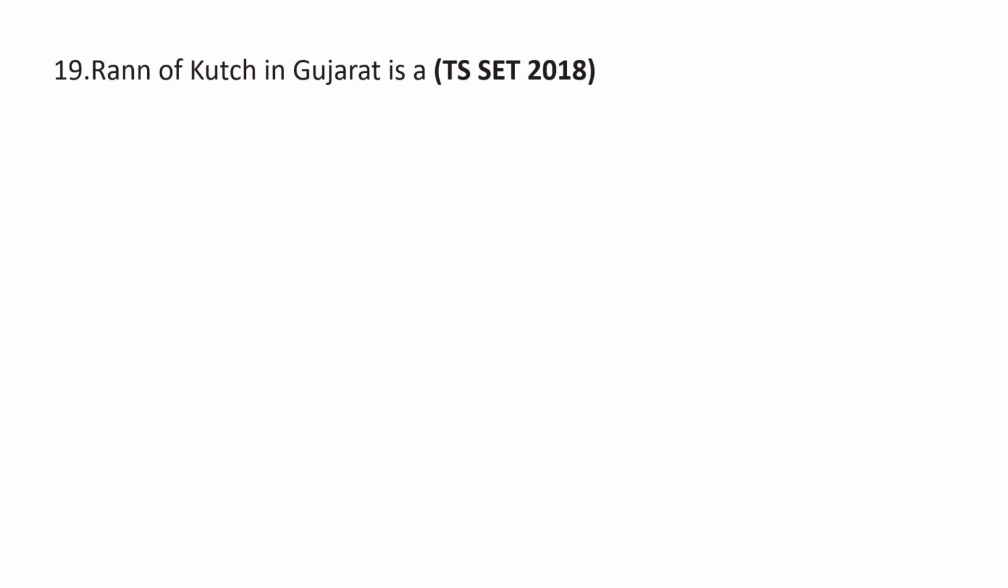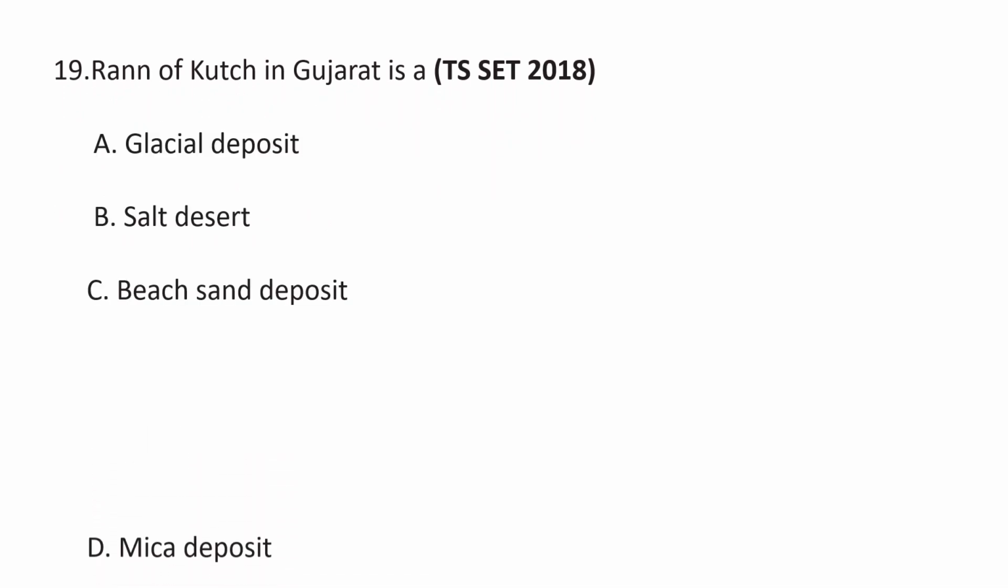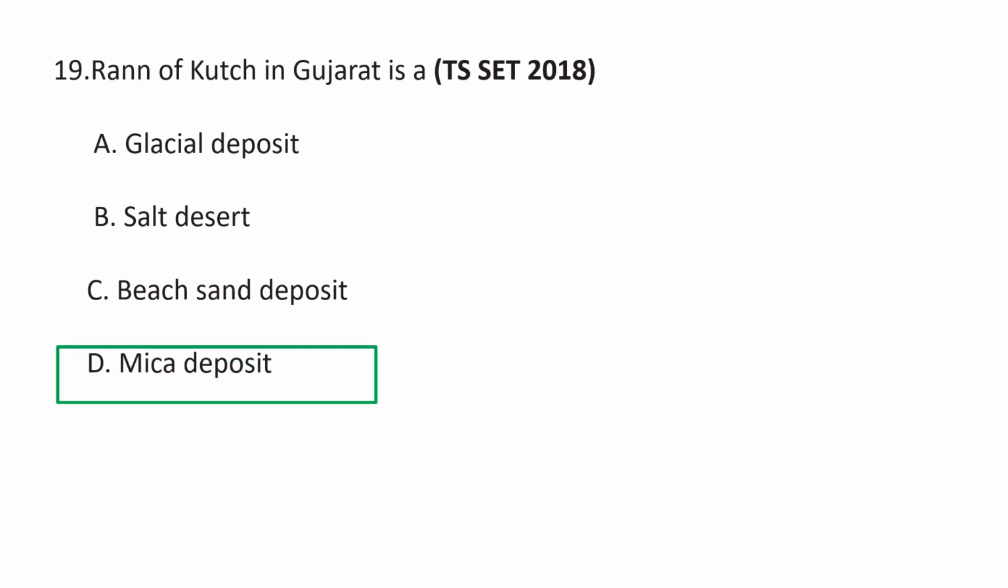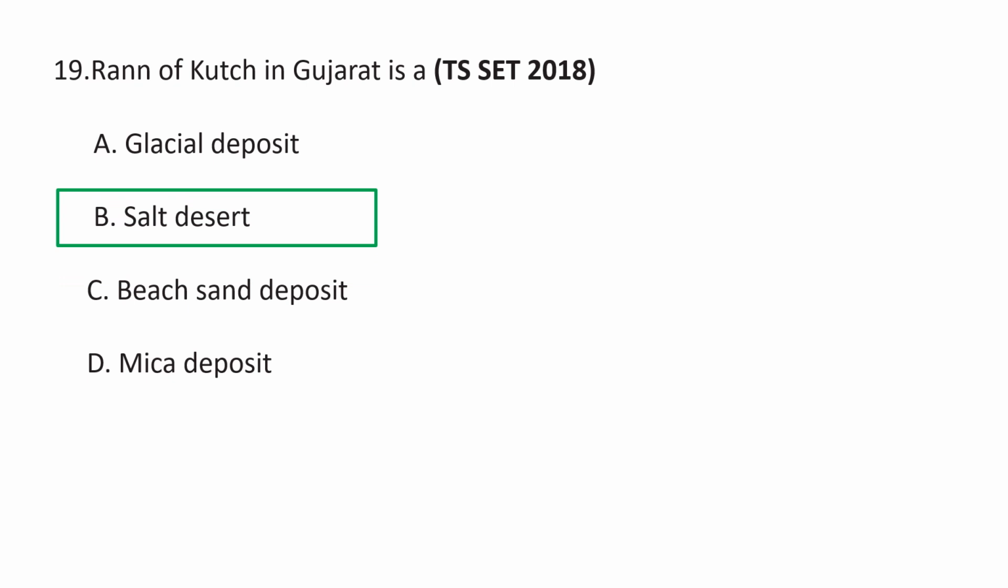Next question. Rann of Kutch in Gujarat is A. Glacial deposit, B. Salt desert, C. Beach sand deposit, D. Mica deposit. So Rann of Kutch in Gujarat is a salt desert or salt deposit. This is the Great Rann of Kutch, also known as the Rann of Kutch seasonal salt marsh.